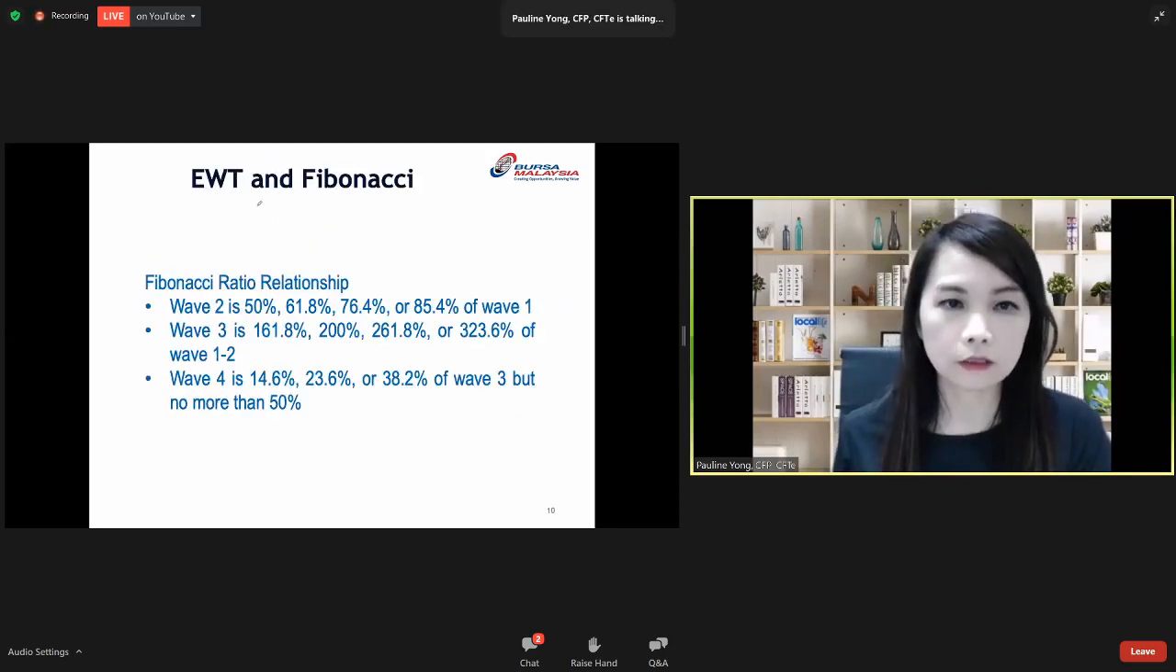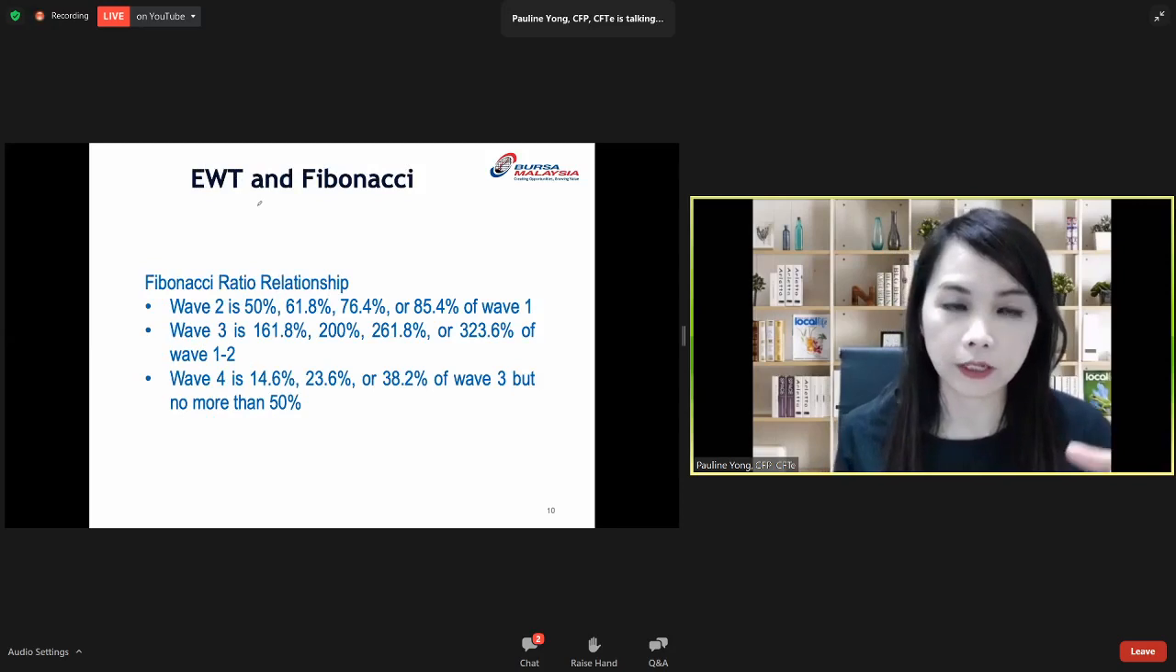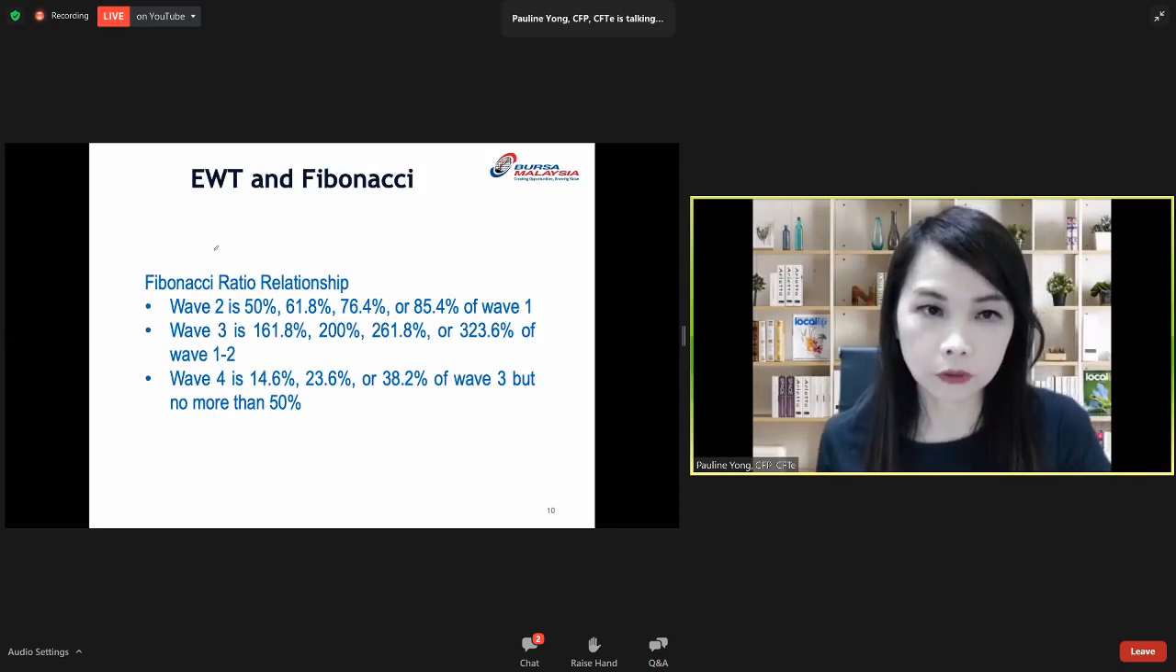Okay, so let's take a look at the Fibonacci. How do we combine Fibonacci and Elliott wave together? Here will be the relationship between these two. For the Fibonacci ratio relationship between the Elliott wave and the Fibonacci, wave number 2 is 50%, 61.8%, 76.4%, or 85.4% of wave 1.